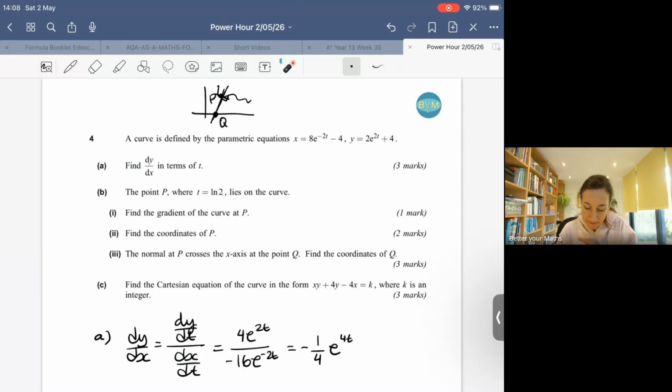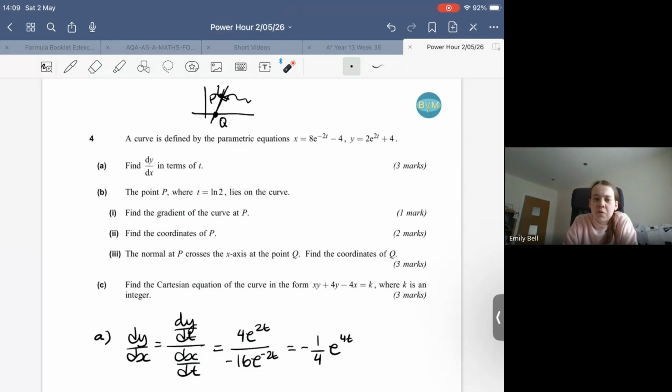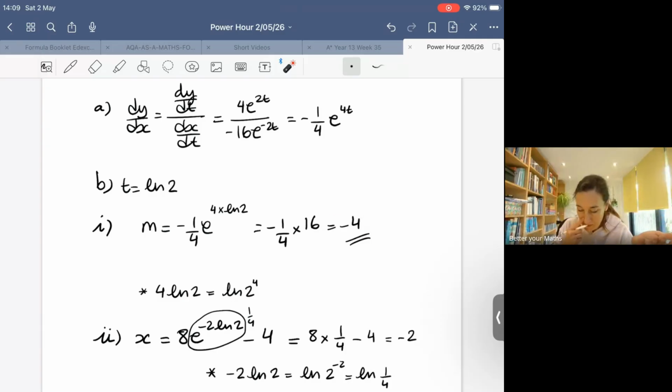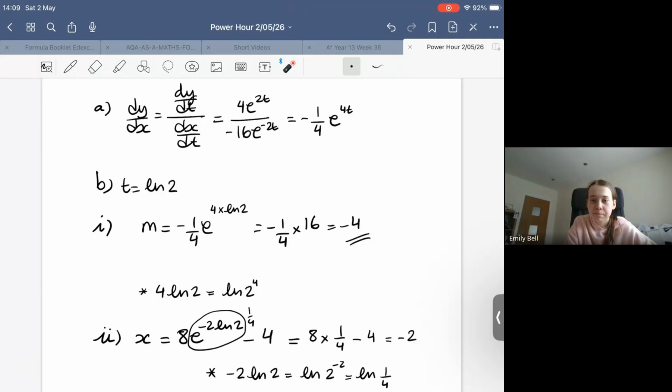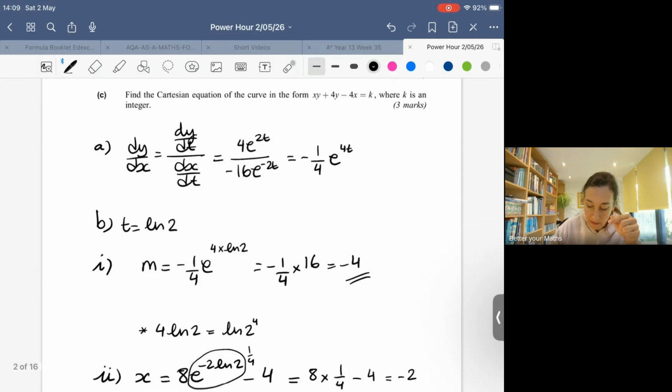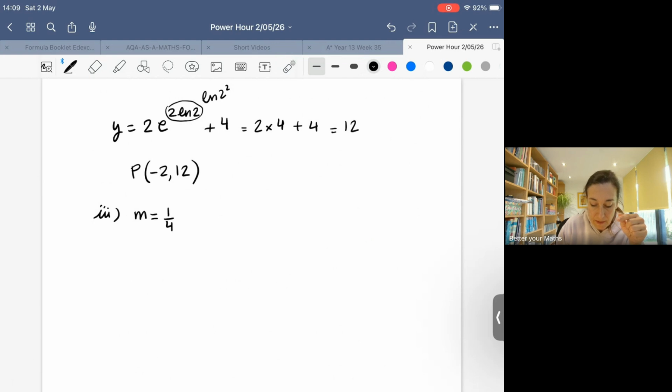Emily, what can I do? Will the gradient of the normal be the negative reciprocal of the gradient we've just found? Exactly. And what else do I have? We have the coordinates, so you could substitute them in. Exactly. So the gradient of my normal line is going to be, this one is -4, so this one is going to be 1/4, the negative reciprocal. And the point is this one that we found. So the equation of the normal is going to be y minus the y of the point, so y - 12 equals the gradient, which is 1/4, times x minus the x of the point, so x + 2.